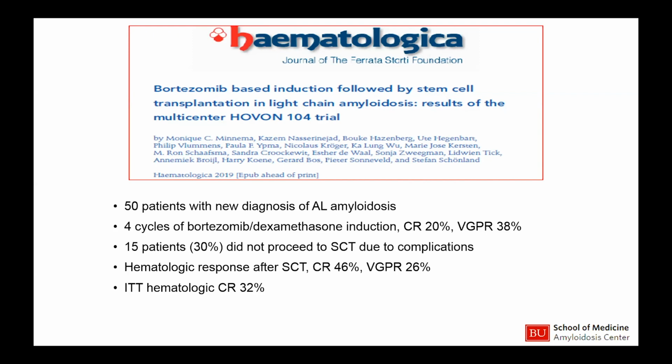However, on an intention to treat analysis, hematologic complete response was 32%, and this led to the conclusion of the trial to be futile because the pre-planned statistical analysis was not met based on intention to treat analysis. In this trial as well, 15 out of 50 patients, that is 30%, did not proceed to stem cell transplantation due to complications that occurred during induction therapy.